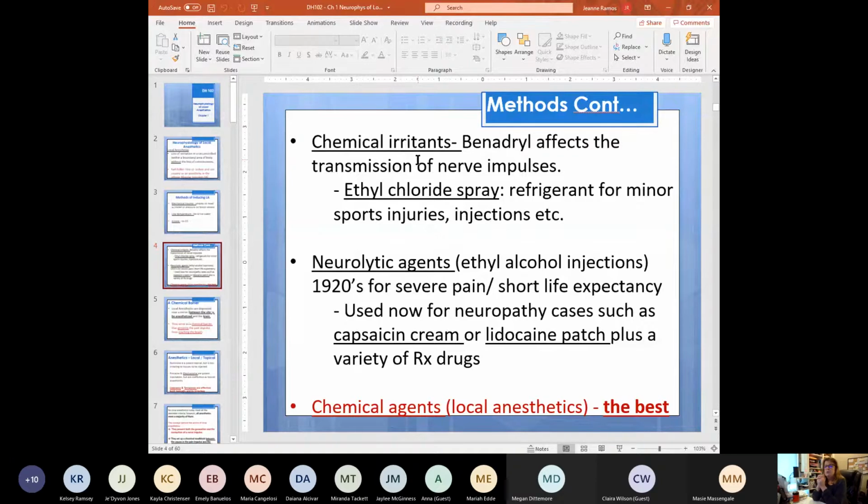Neuropathy cases, for those of you who don't know, are like the feeling when your leg goes to sleep and is waking back up, that tingling, annoying feeling. Some people feel that all the time in their feet or hands. Neuro is nerves, of course, and they want something to stop that. Over the counter, and sometimes by prescription, there is capsaicin cream, or you can buy a lidocaine patch. Lidocaine is one of our real anesthetics. There's a variety of them now at drugstores. But the best method is the chemical agents, which are our local anesthetics.